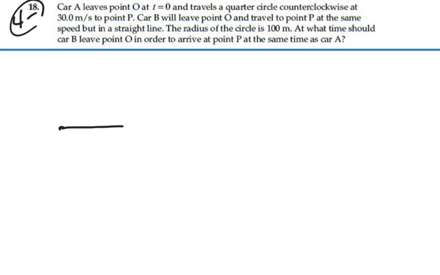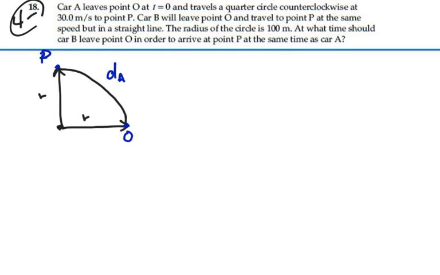Here's the origin of our circle. Here's a radius. And we'll have a radius this way as well. And we're going to go around this quarter circle like this. And that will be our distance for car A. So let's call it D sub A, going from point O to point P.